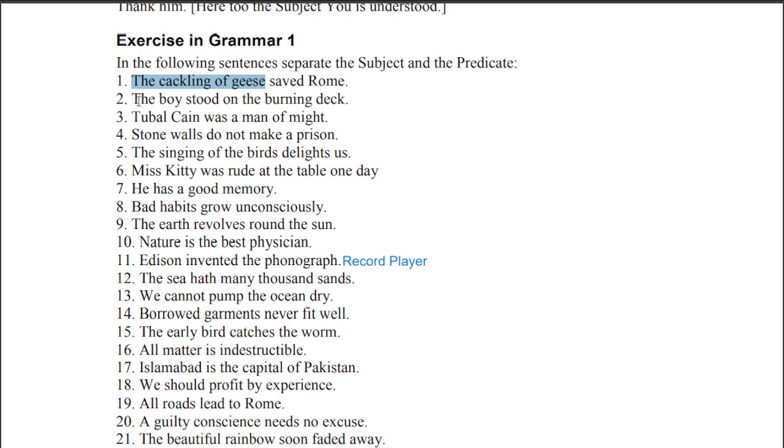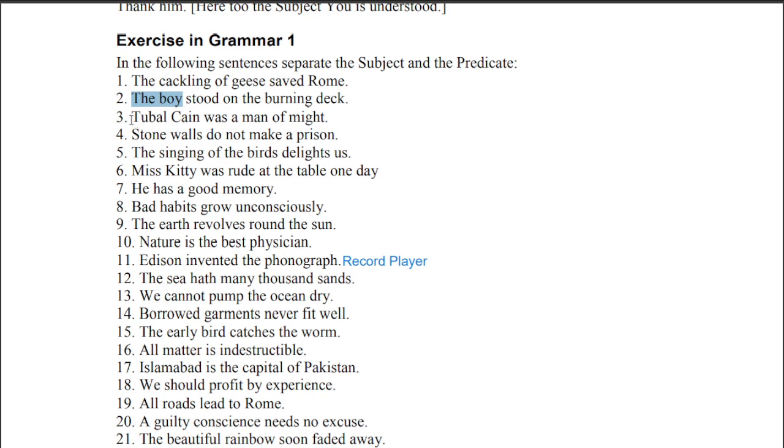Statement number 2. The boy stood on the burning deck. The speaker has first named a person, the boy. And then he said something about the boy. What he said about the boy is indicated by "stood on the burning deck." So stood on the burning deck is the predicate, the boy is the subject.